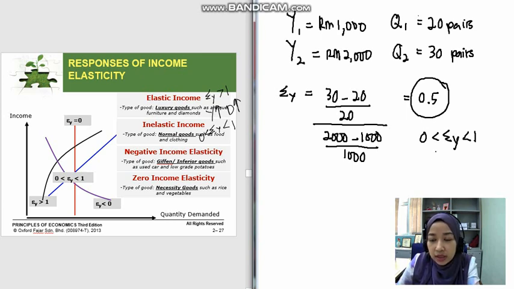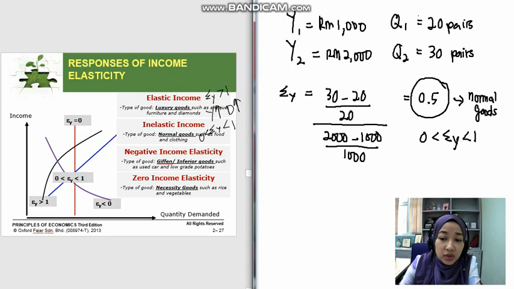So what we can say here is this is considered as normal goods. So pairs of shoes is considered as normal goods. So that is for inelastic income, because usually when your income increases, the demand for normal goods will not increase as much. You will increase your purchase but not as much. So that's why you get your answer as inelastic income, not so responsive towards the change in your income. Because that is a normal good, you usually buy it every day or in your daily life.